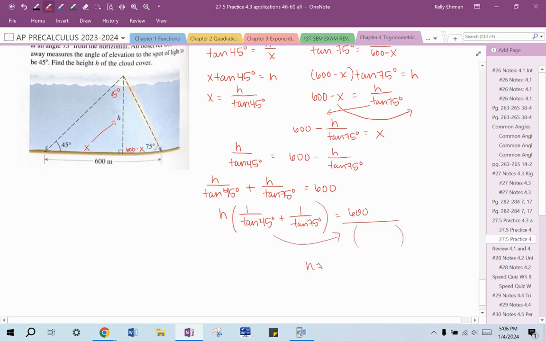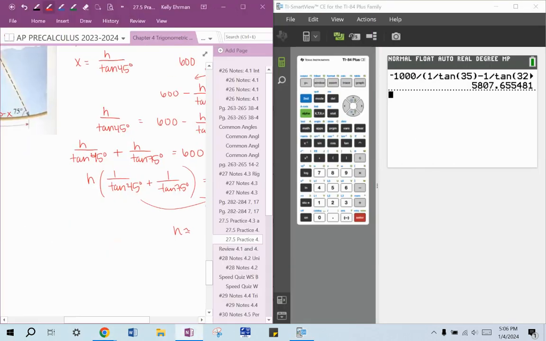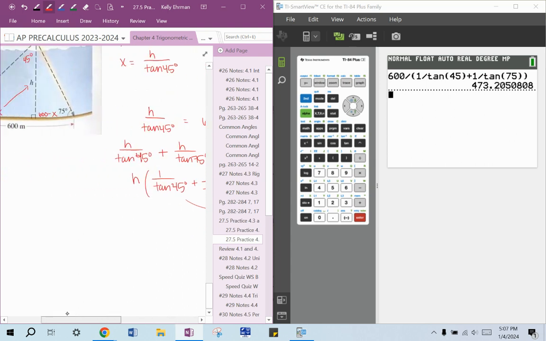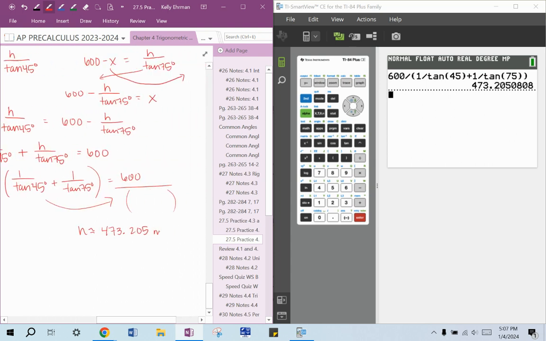Okay, so h is approximately equal to 600 divided by, parentheses are on the bottom, 1 over tangent of 45, close the angle, plus 1 over the tangent of 75, close the angle, close the denominator parentheses. And we get 473.205. This is labeled in meters for this one. And that is my answer for h.